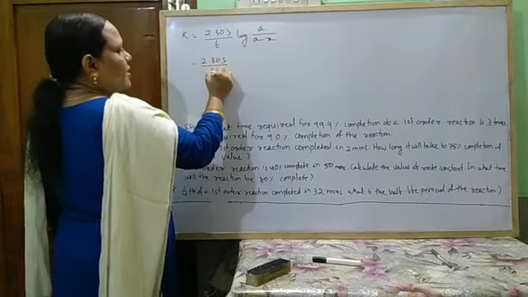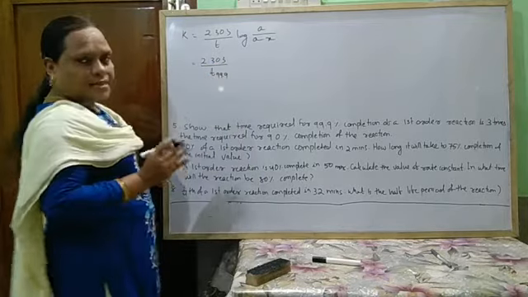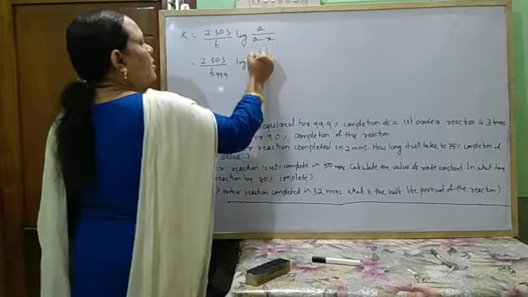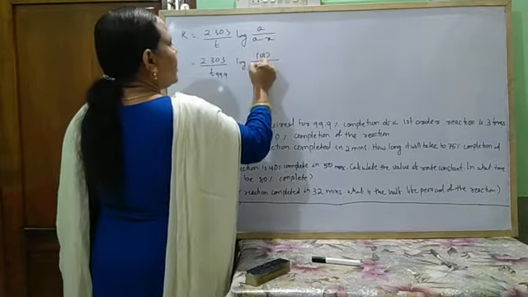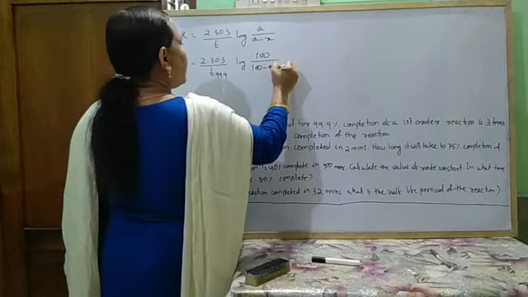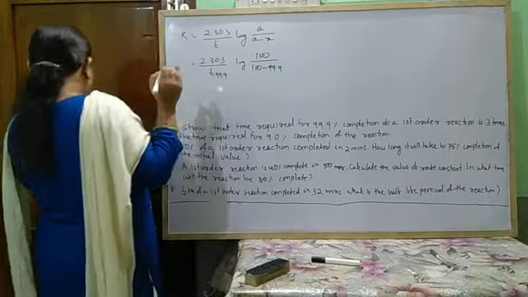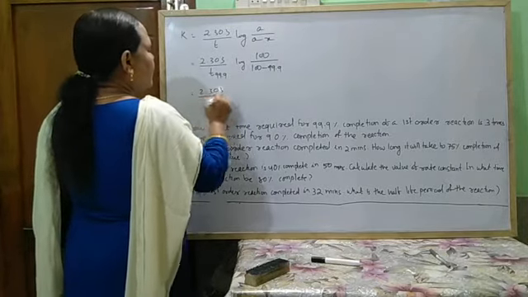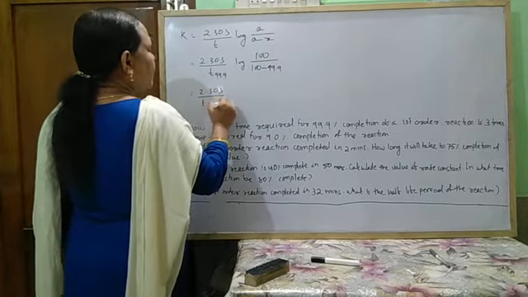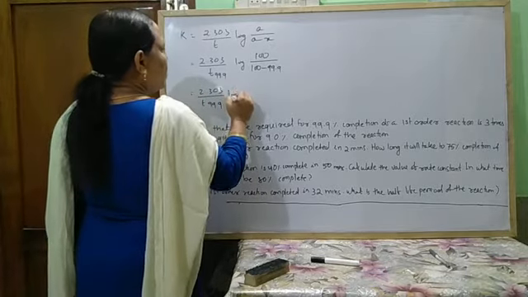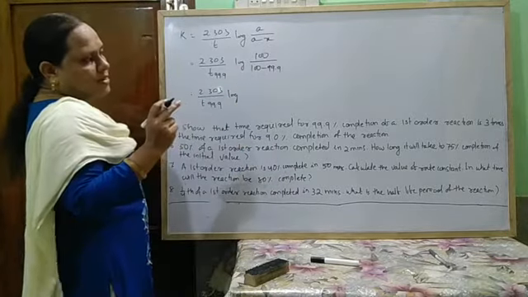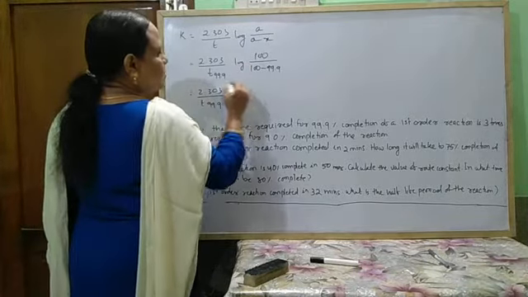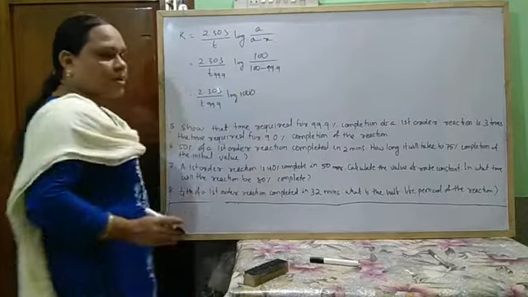K = 2.303/T(99.9%) × log 100/(100 − 99.9), that means 99.9% completed. So that is equal to 2.303/T(99.9%) × log 100/0.1. So 100 by 0.1 is equal to 1000, or 10 to the power 3.